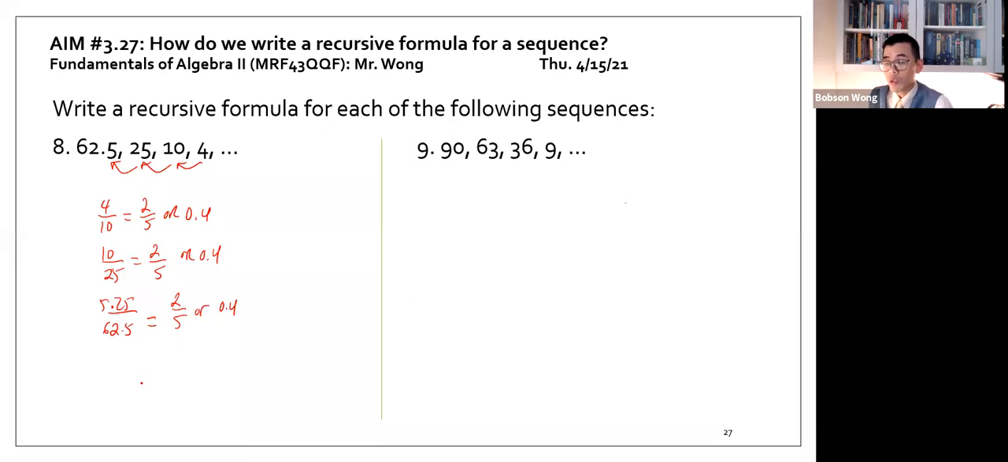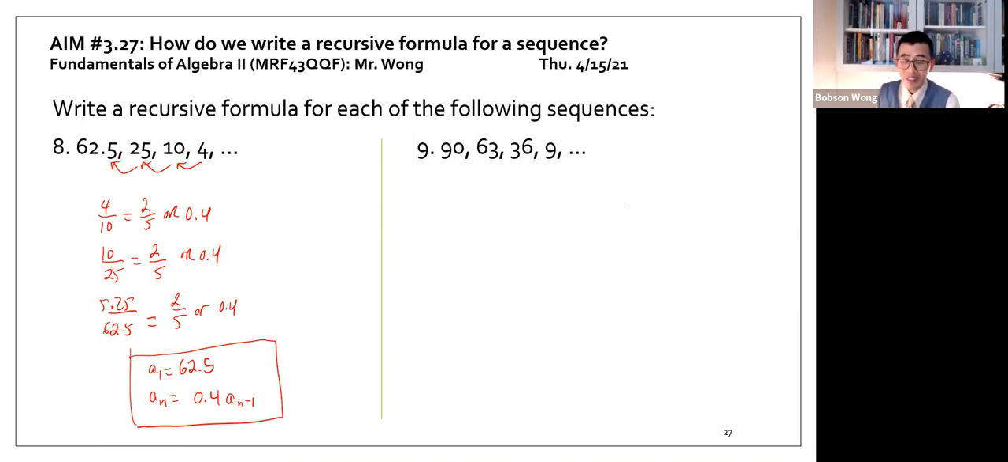So we express this recursively as follows. The first term is 62.5. The nth term is 0.4 times the previous term. It's very important that you include both of these expressions together, because usually if you are missing one of the equations, you will lose a point for that, because it's not fully correct.